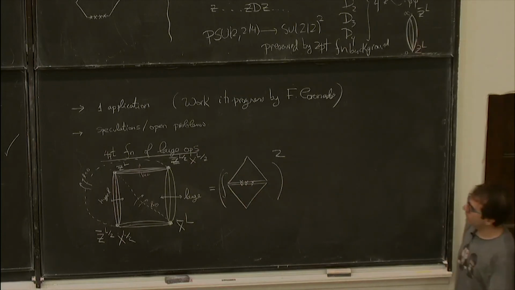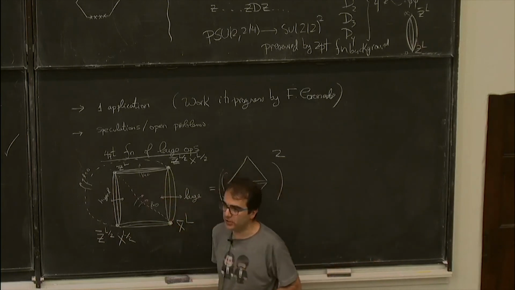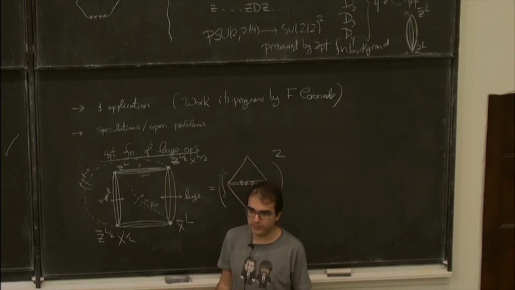So the claim would be that if you do this in N=4 supersymmetric Yang-Mills, you are computing this correlation function at any value of the 't Hooft coupling. Okay?